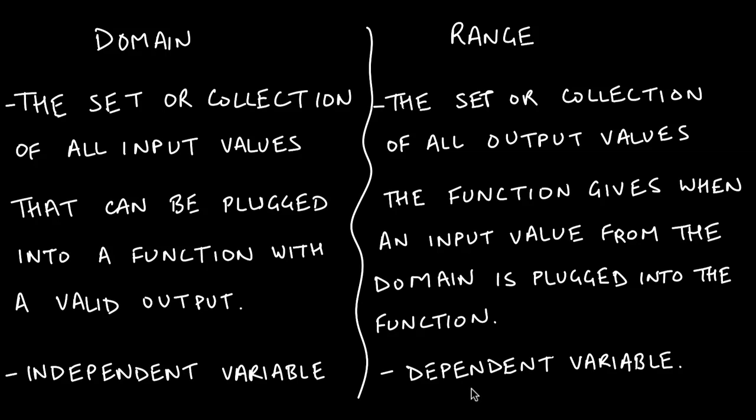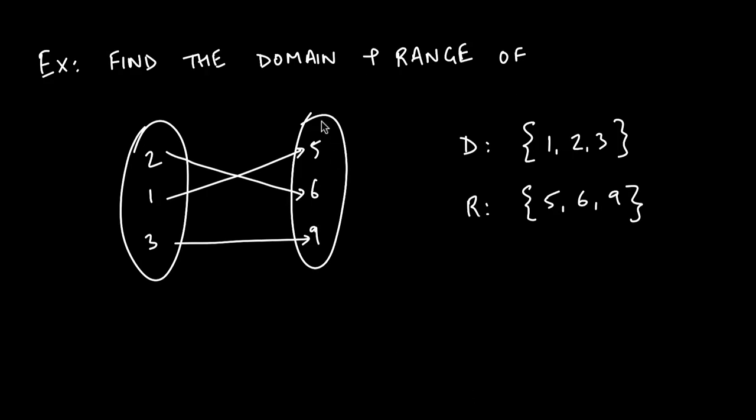So let's see a couple of examples of this. Let's say we're given this picture, this mapping, and the question states, find the domain and range of this given question. Looking at the arrowheads, this is the tail of the arrow, this is the head of the arrow. When you give the function a 2, the function takes it and gives you back a 6. When you give the function a 1, it does some number crunching to it and gives you back a 5. When you give the function a 3, it does some stuff to it and gives you a 9.